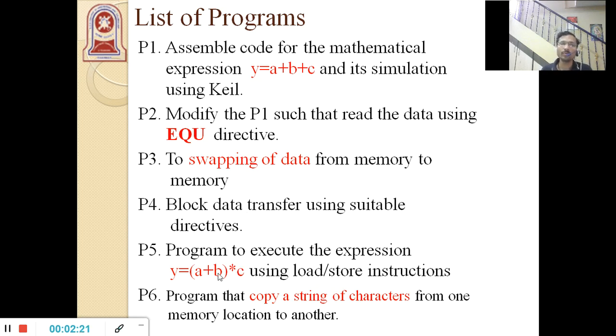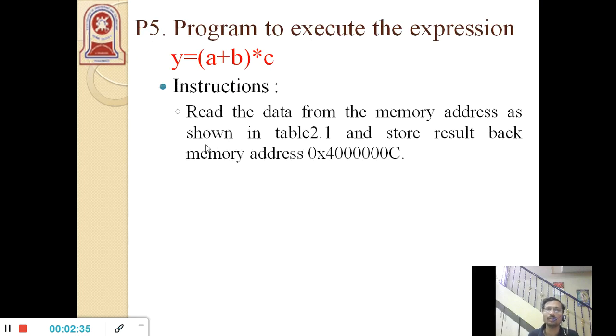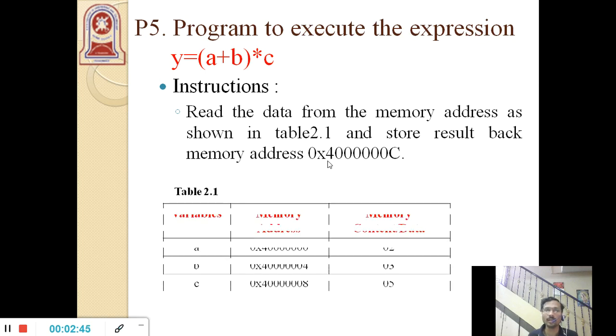Now we'll quickly move to this particular example where we try to read the data A, B, C from the prescribed memory itself. Okay, let us start with this example. So now read the data from the memory. The main instruction is to read the data from the memory and store the result back to this particular memory address. So we have a table.